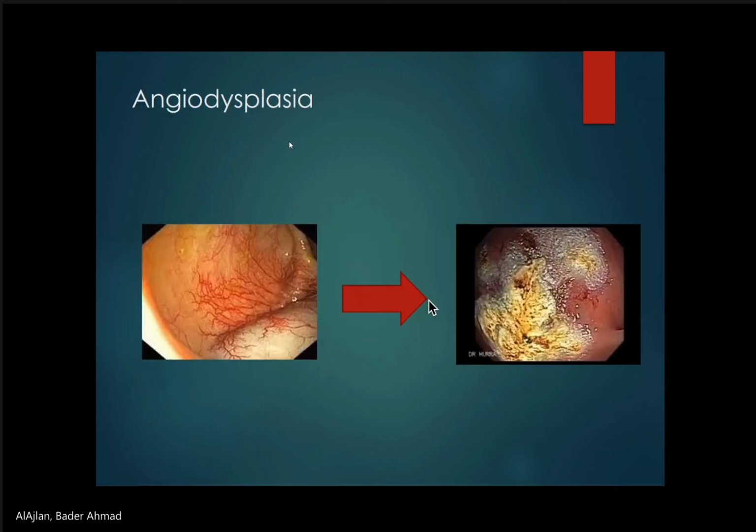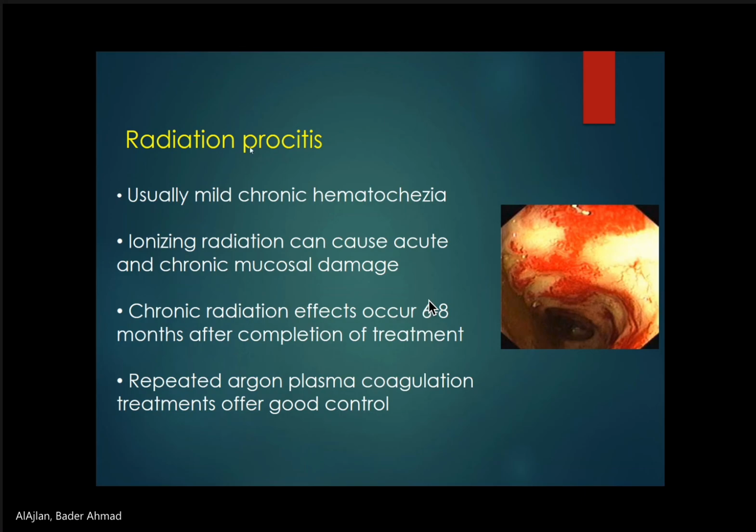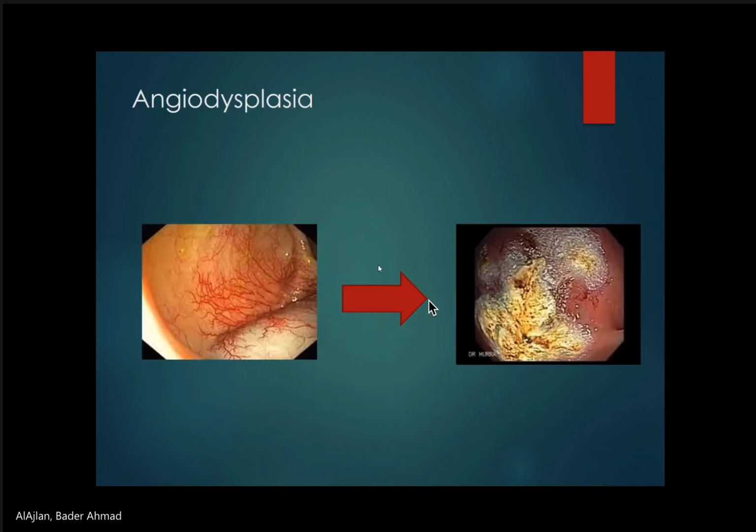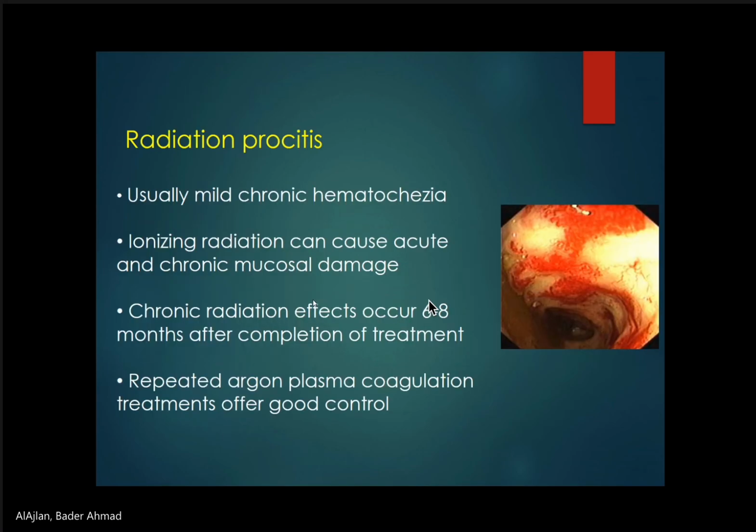Angiodysplasia, which is arteriovenous malformations, you can see like that, and usually treated with argon plasma coagulation. Radiation proctitis is a form of vascular malformation. Usually patients have chronic, painless hematochezia, and it usually happens after radiation, for example, 8 months after radiation. The treatment for these kinds of things is mostly endoscopic, by burning it like this one with the argon plasma coagulation.